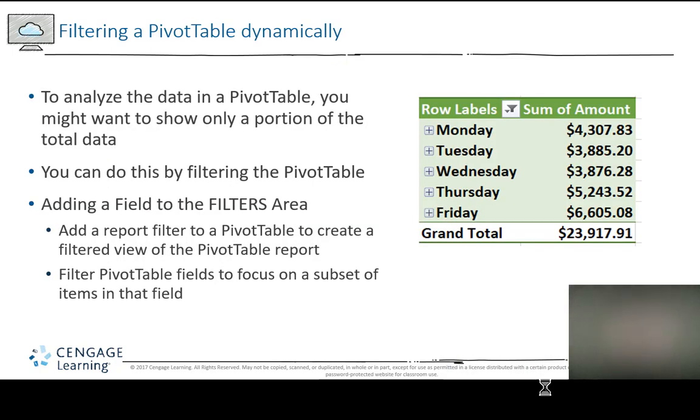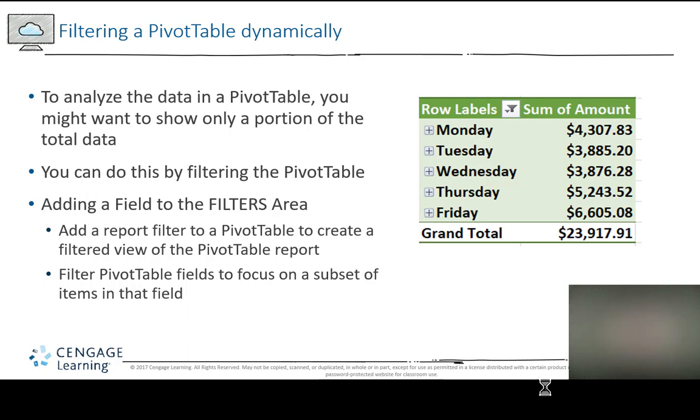To analyze the data in a pivot table, you might want to show only a portion of the total data. In order to do this, we can do a filter. And notice that this is all done dynamically. Once we build the pivot table, we can change things up in terms of our view. The filter button will allow us to add a field to the filters area or remove. We can add a report filter to a pivot table to create a filtered view of the pivot table report.